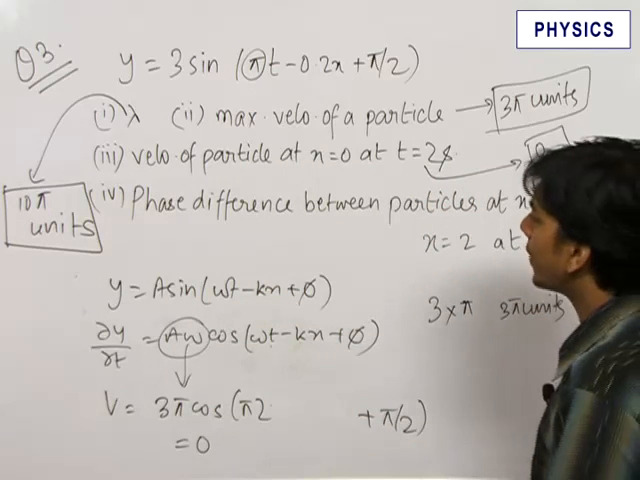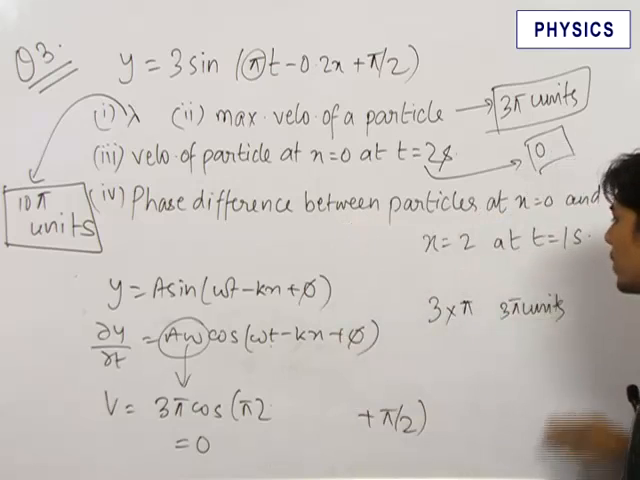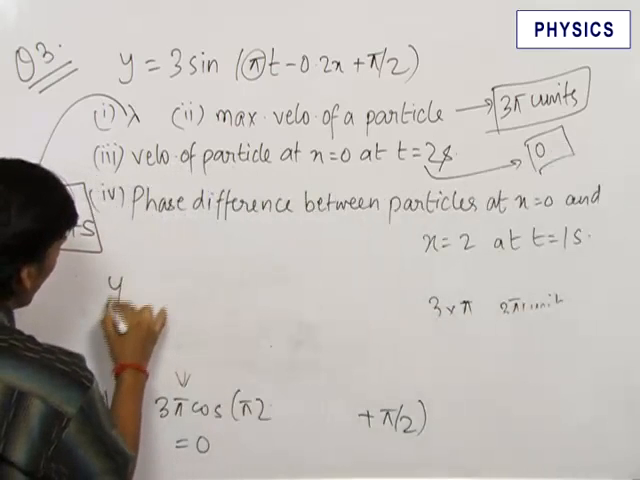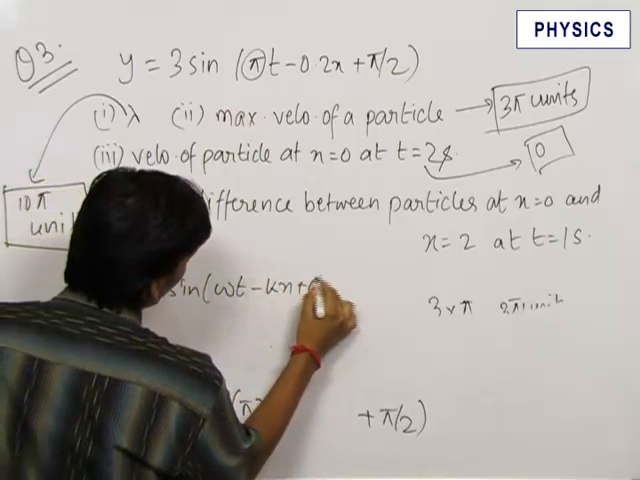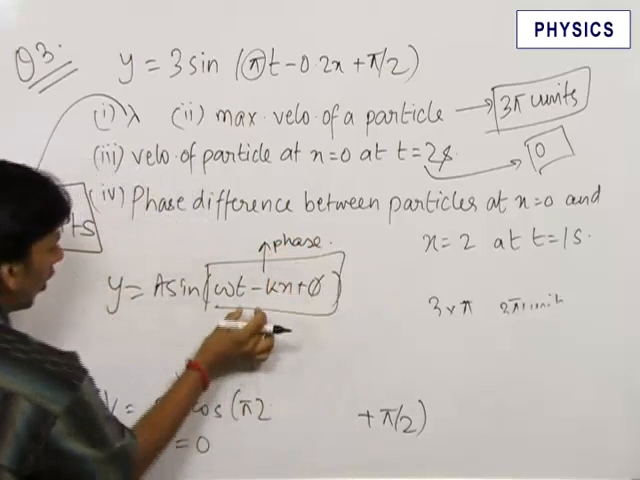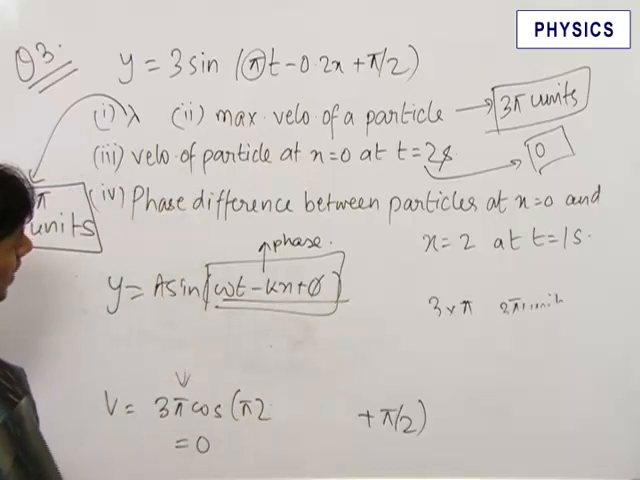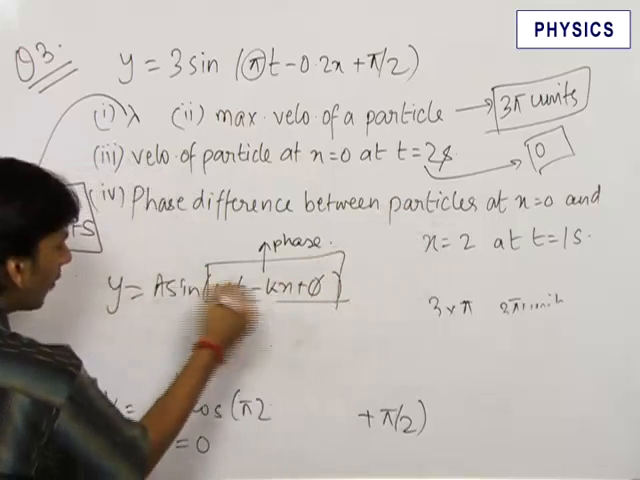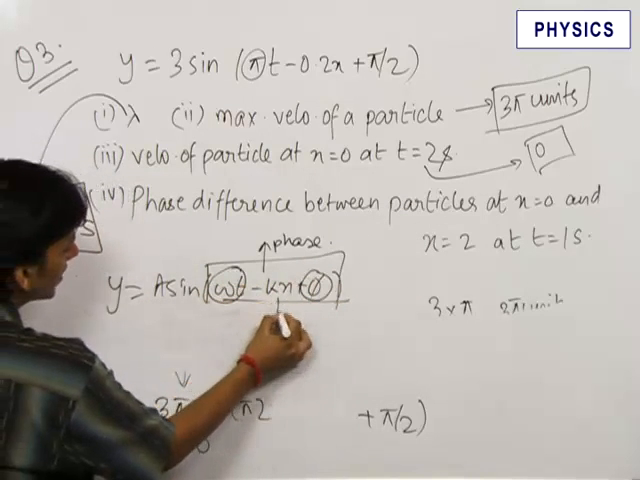For the fourth part, we need to find out the phase difference between particles at x is equal to 0 and x is equal to 2 at t is equal to 1 seconds. For this part, you must know what a phase is. For y is equal to a sine omega t minus kx plus phi, this quantity, omega t minus kx plus phi, this whole thing is called phase. So, the phase difference between two particles at x is equal to 0 and x is equal to 2 can be found out by, for both of them, this term will remain the same.